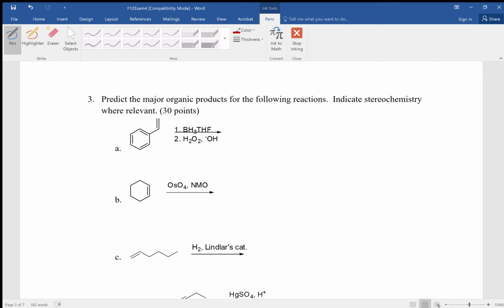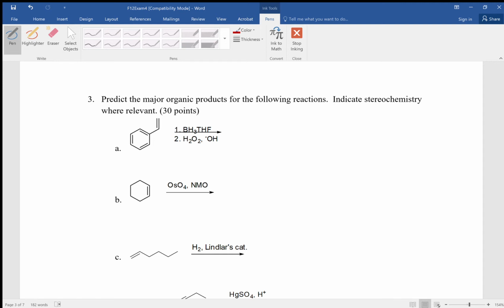In question 3, we have a series of reactions where I've asked you to predict the major organic products for each reaction that's listed. And these should be the kinds of questions that you should get very used to answering, because from this point forward, through the rest of this course, as well as through the rest of Organic 2, you should expect that you'll see questions like this on every single exam.